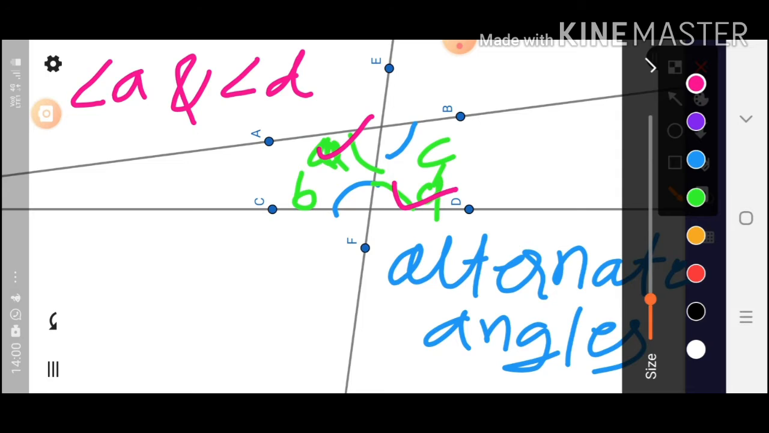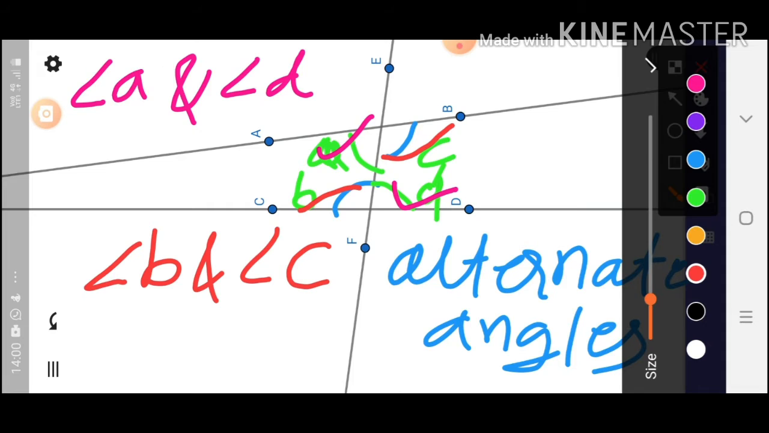Similarly, angle B and angle C, they are also opposite to transversal. They are also alternate angles.